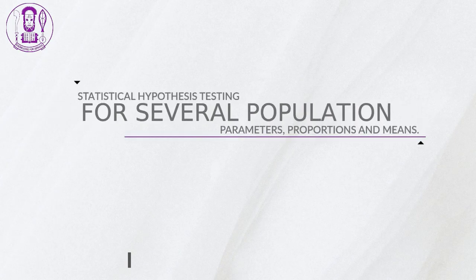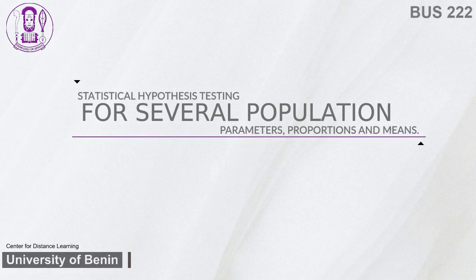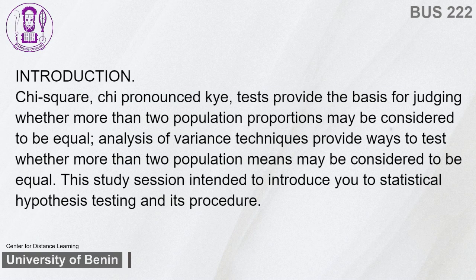Study Session 5. Statistical hypothesis testing for several population parameters, proportions, and means. Introduction. Chi-square tests, chi pronounced "kai", provide the basis for judging whether more than 2 population proportions may be considered to be equal. Analysis of variance techniques provide ways to test whether more than 2 population means may be considered to be equal. This study session is intended to introduce you to statistical hypothesis testing and its procedure.